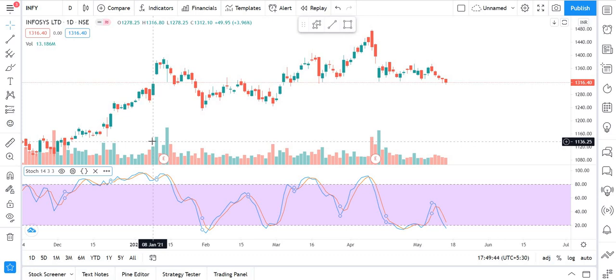Now I am going to talk about strategy number two based upon the stochastic, and strategy number two is the crossover between the percentage K and percentage D lines.